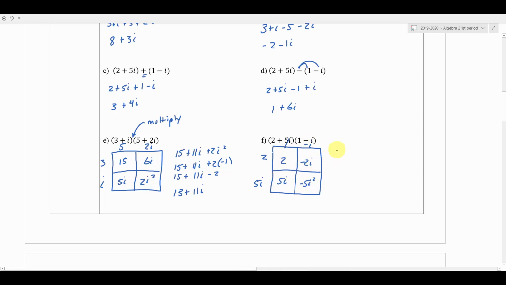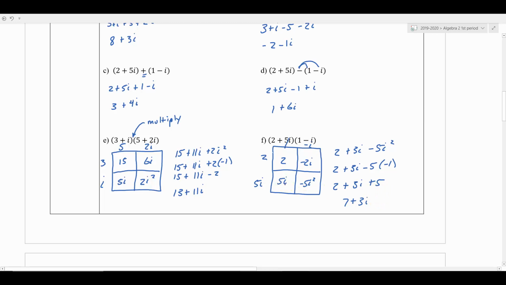So there's my 4 terms. I just got to add them together. So I've got 2, and then negative 2i and positive 5i here will combine to give me a 3i. And then I've got minus 5i squared. Just like in the last problem, that i squared is going to turn into a negative 1. So I've got 2 plus 3i minus 5 times negative 1. When I multiply those, it's like a negative 5 times a negative 1, so that'll turn into a positive 5. So I've got 2 plus 3i plus 5, and then I can combine the 2 and the 5. So this becomes 7 plus 3i.